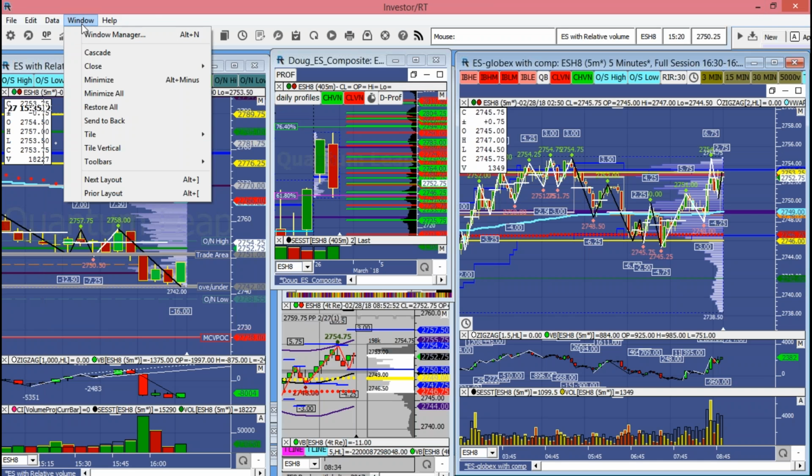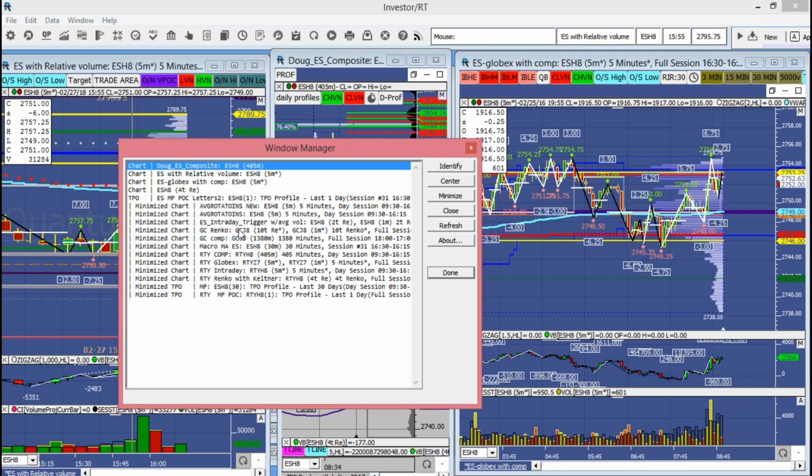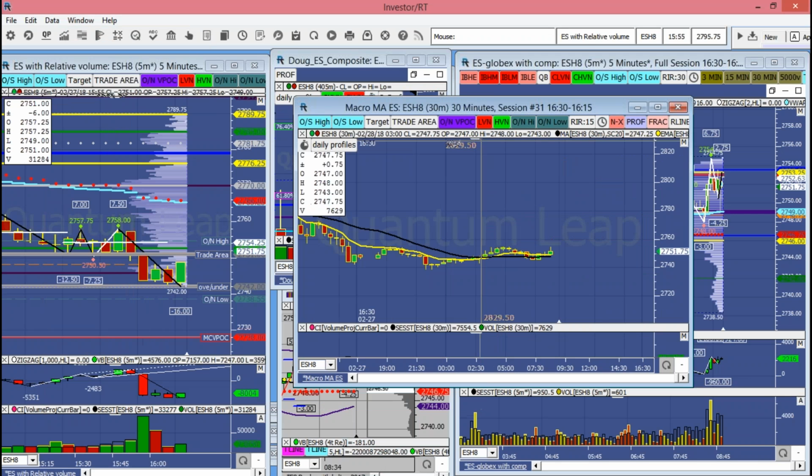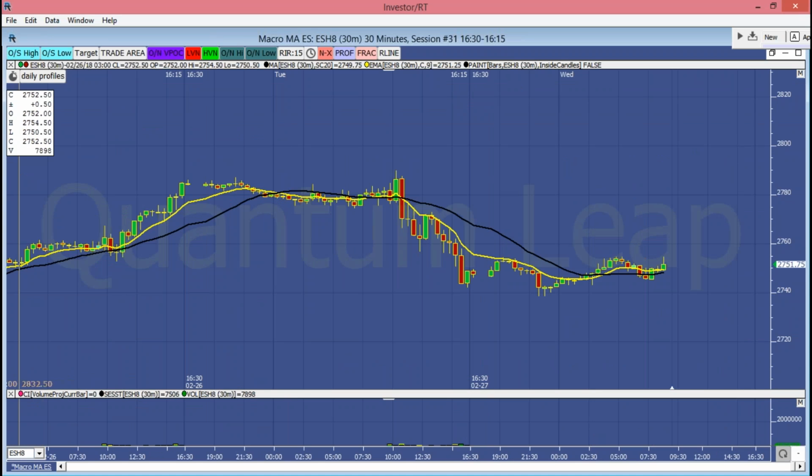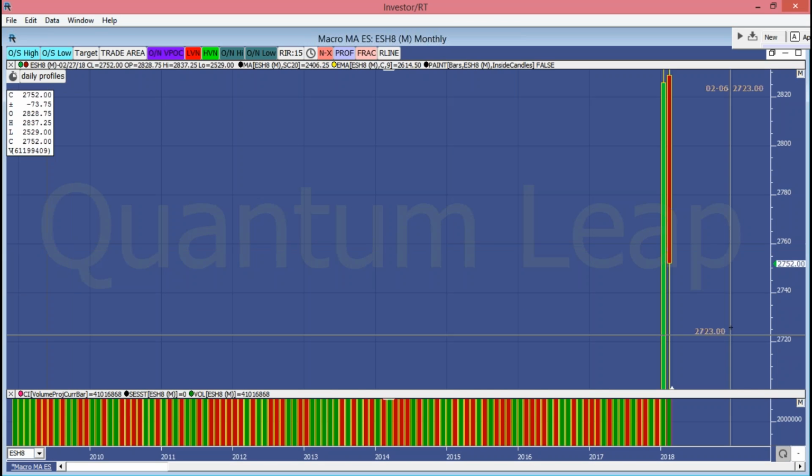So let's take a look at the macro to micro. I always like to start my day with a simple candlestick chart. I use a 9 EMA and a 20 SMA. I start with a monthly.